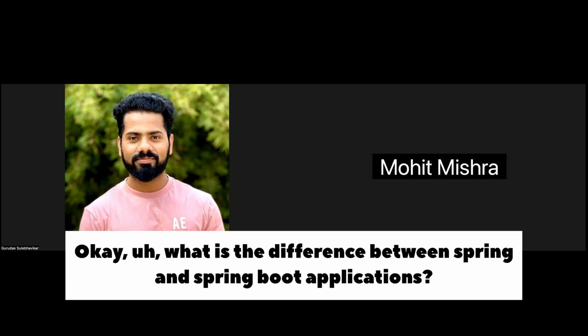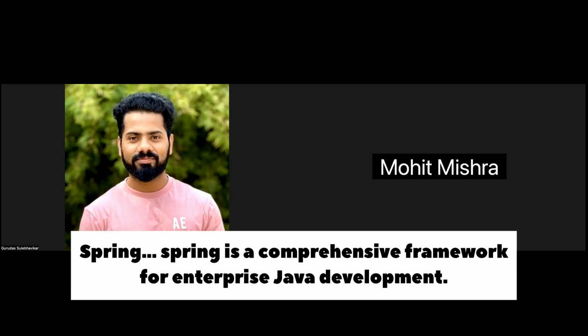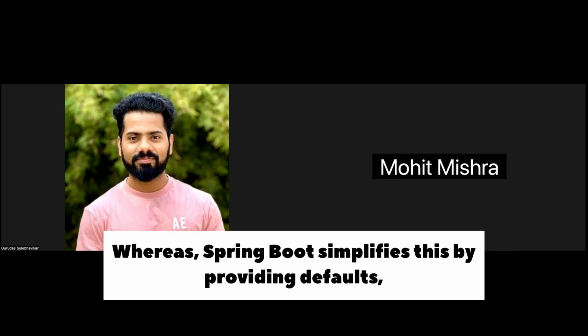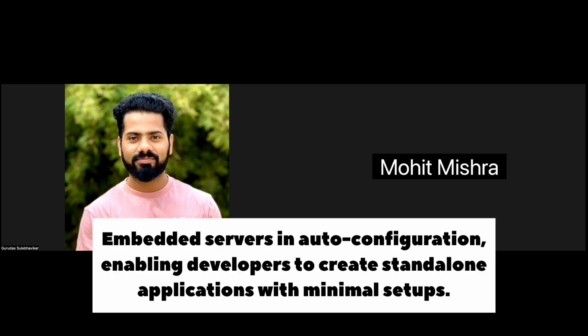What is the difference between Spring and Spring Boot applications? Spring is a comprehensive framework for enterprise Java development requiring extensive configuration, whereas Spring Boot simplifies this by providing defaults, embedded servers, and auto configuration, enabling developers to create standalone applications with minimal setup.